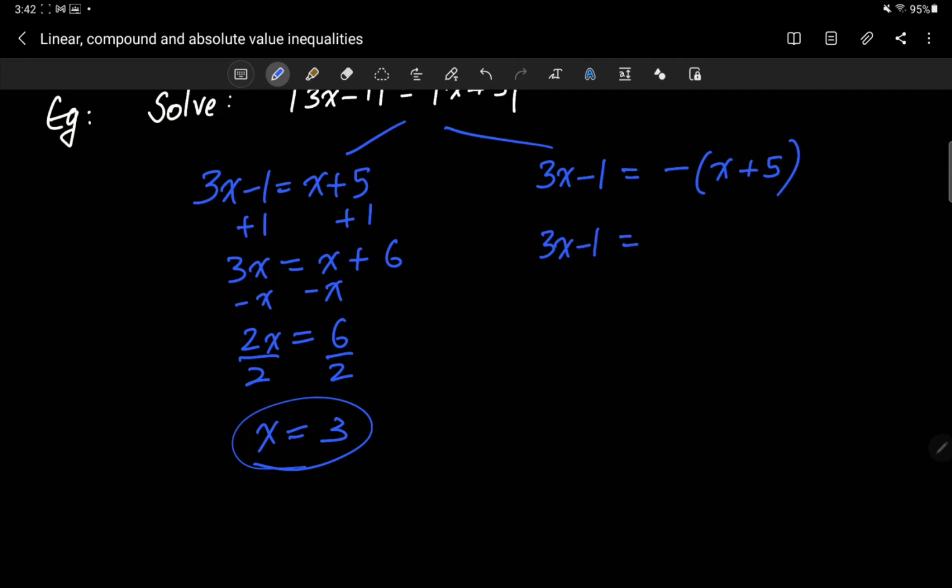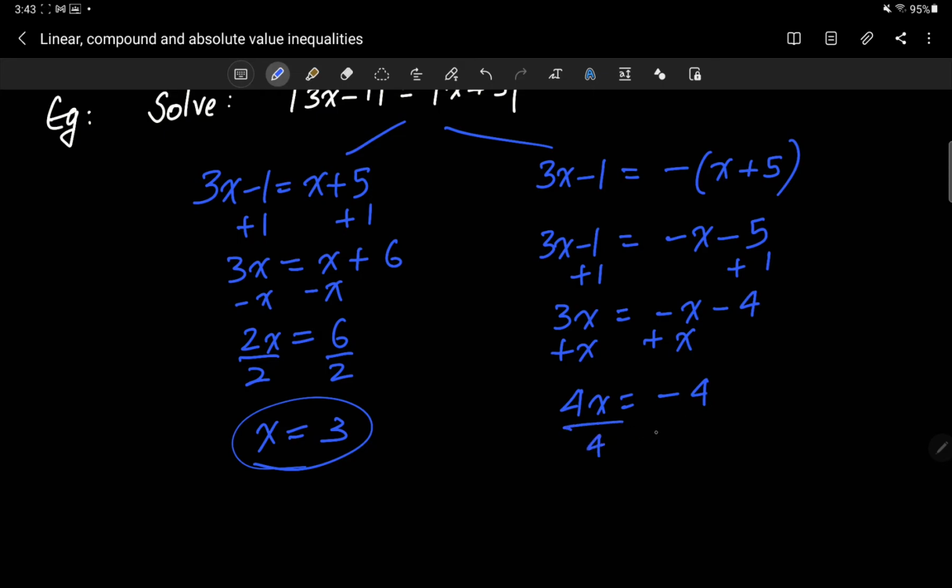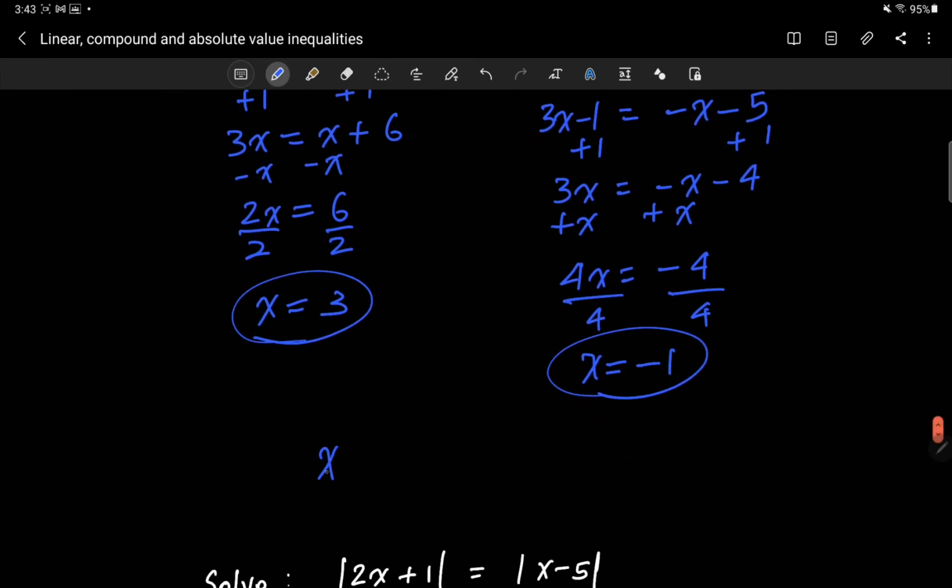And here there is one extra step to make sure I distribute the negative properly. Plus 1, plus 1, 3x is negative x minus 4, plus x, plus x. 4x is negative 4, divide by 4, and x is negative 1. So we end up with x equals negative 1 or x equals 3.